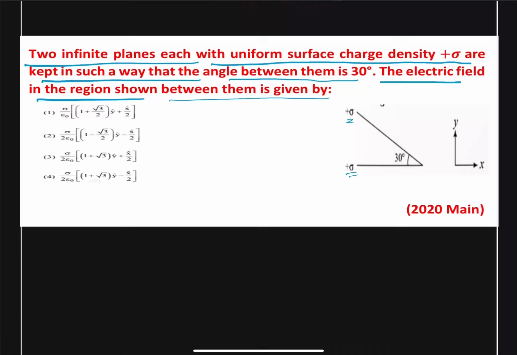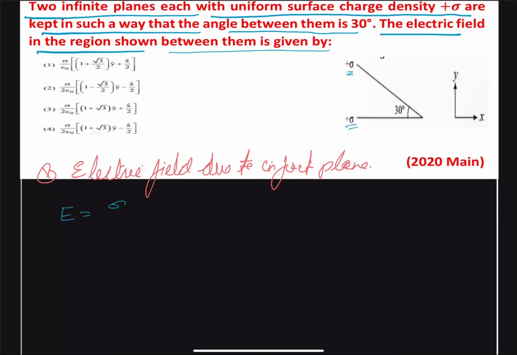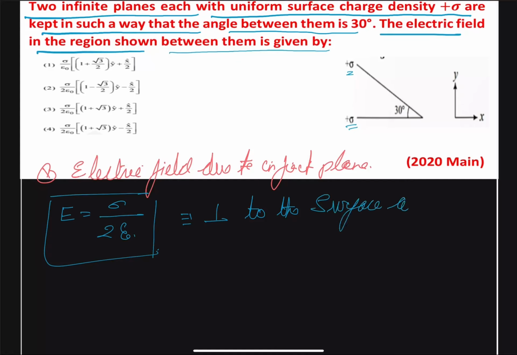So we already know the general formula for the electric field due to an infinite plane, that is E is equal to sigma upon 2 epsilon naught, and we have to remember that it is perpendicular to the surface and away from the plane, because it is positive.